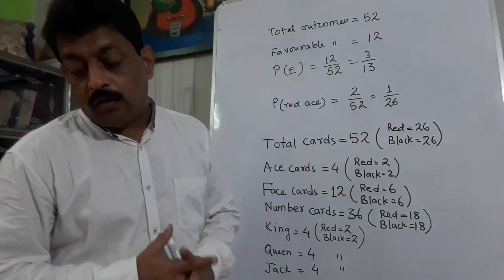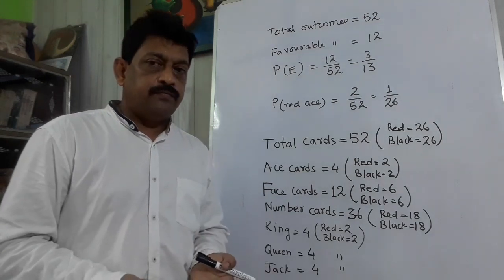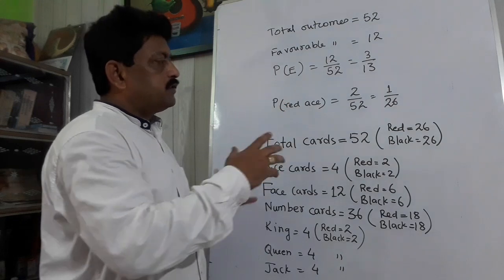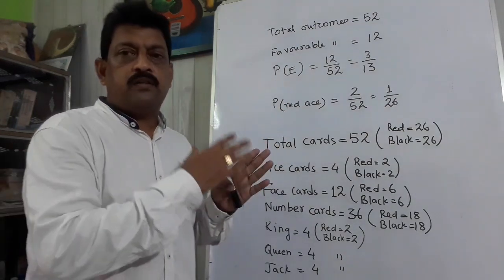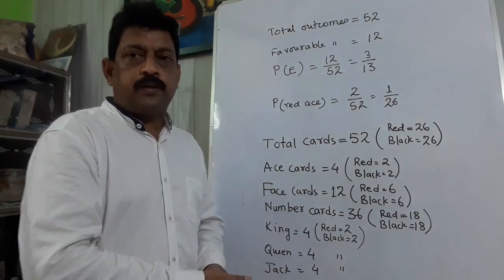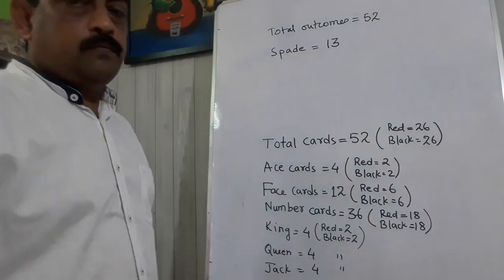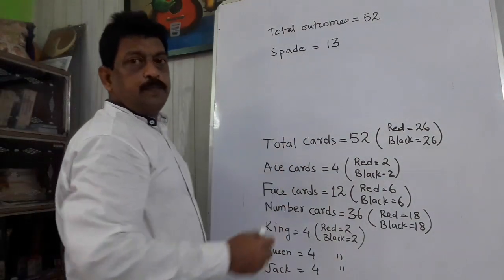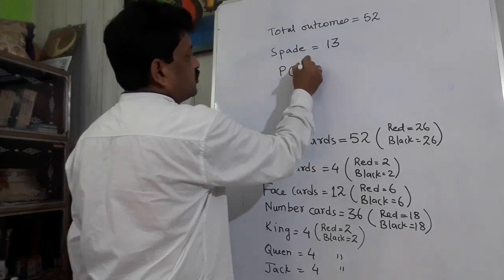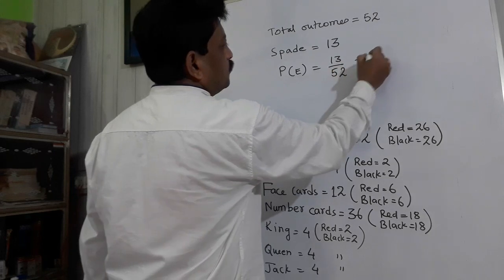The next question: what is the probability of getting a spade? How many spades are there? 13, because of the total 52 cards there are 4 suits: spade, hearts, diamonds and clubs, so 13 are spade. Therefore favorable outcome is 13. Therefore the probability of getting a spade is 13 upon 52, that is 1 upon 4.